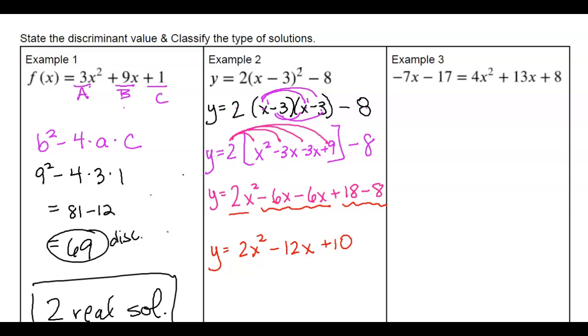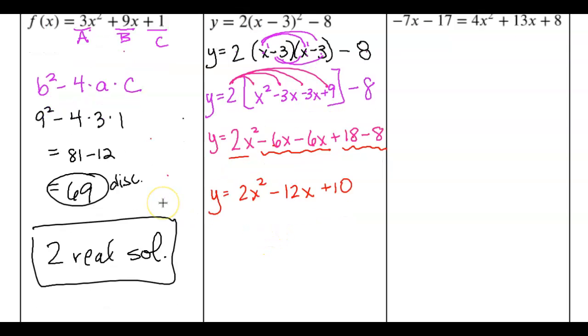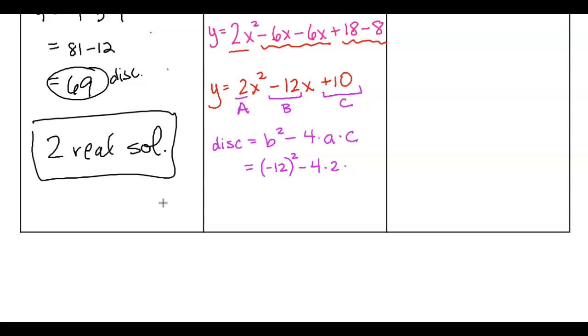Okay, so now all I've done is write my vertex form in the standard form, which is what we need to find the discriminant. That's how we would do the quadratic formula. So A is 2, B is negative 12, and C is 10. So our discriminant is b squared minus 4 times a times c. So because this is a negative, you do need to use parentheses in a calculator. A is 2 times C.